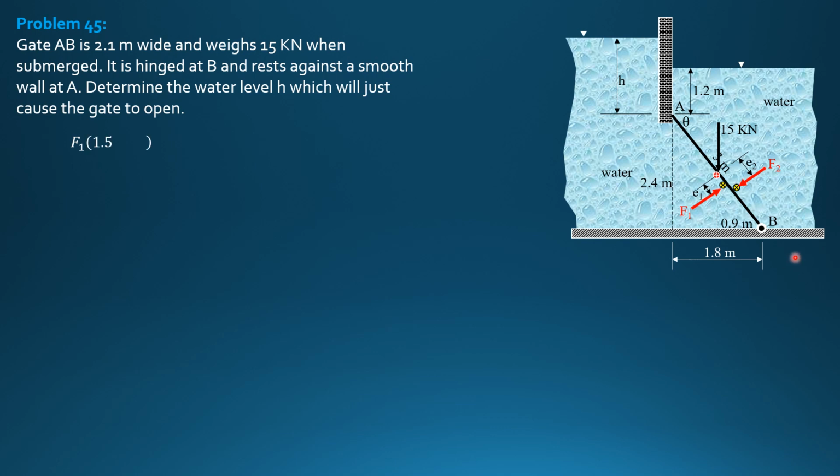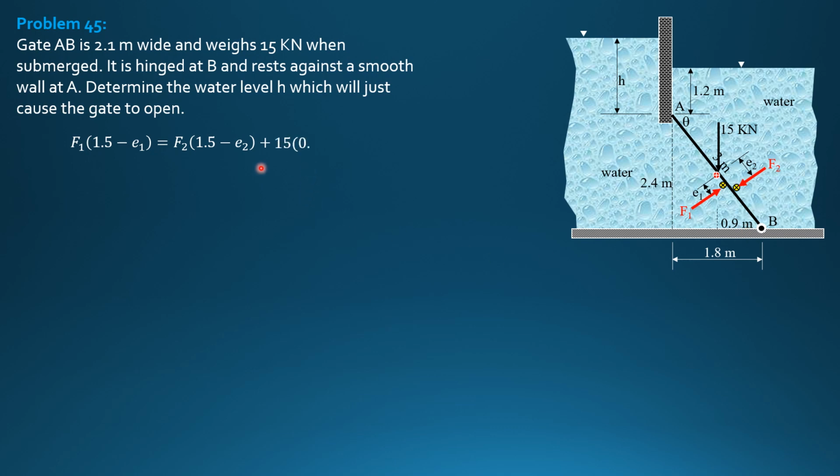So summation of moments about B equals 0, our working equation will be F1 times, because the centroid of the gate is 1.5 meters from B, 1.5 meters from A, half of 3. So therefore the moment arm of F1 is 1.5 minus E1. Then it is equal to the counterclockwise moment, F2 times quantity 1.5 minus E sub 2, plus 15 times 0.9. So that's our working equation.